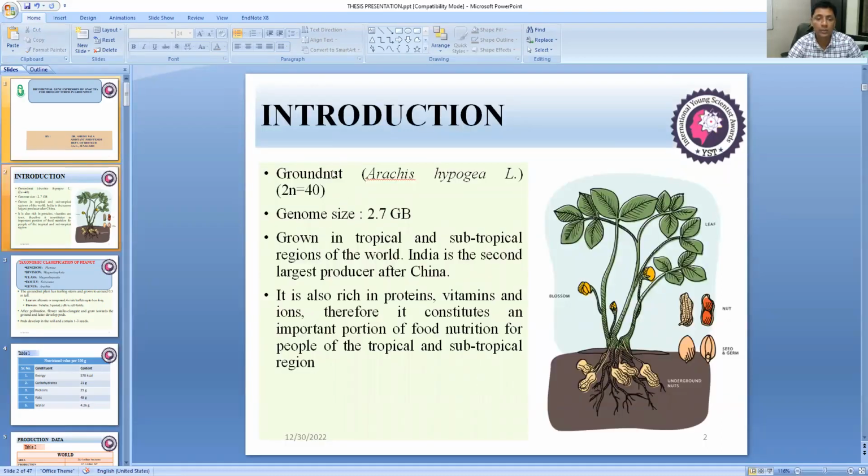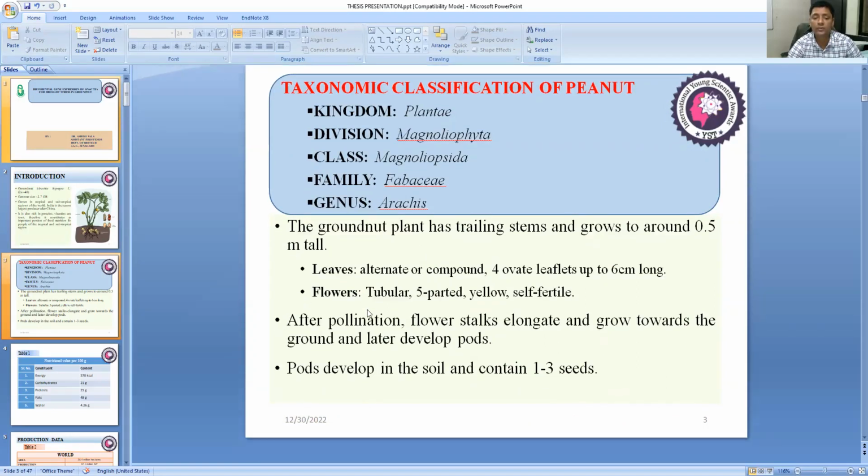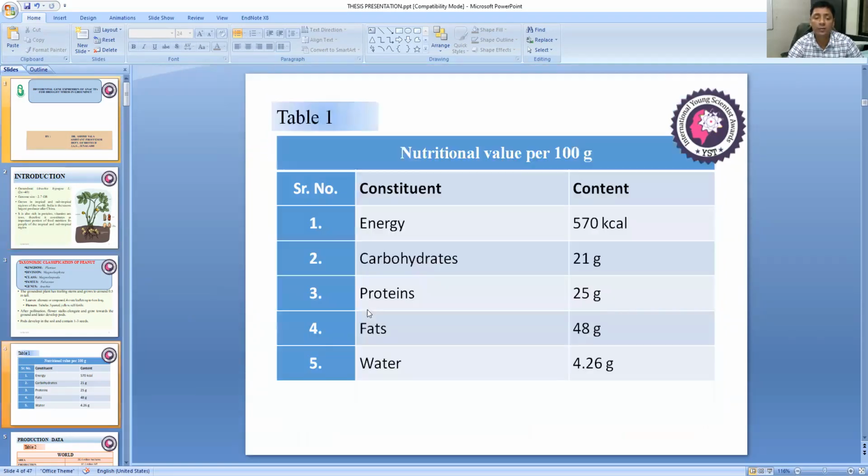Now, the introduction says that the groundnut chromosome number is 40 and the genome size is 2.7 GB. It's mainly grown in the tropical and subtropical regions of the world, especially in India, and the next one is China, which are the large producers. As we know, the genus is Arachis, and mainly production and productivity depend on the leaves and the flowers.